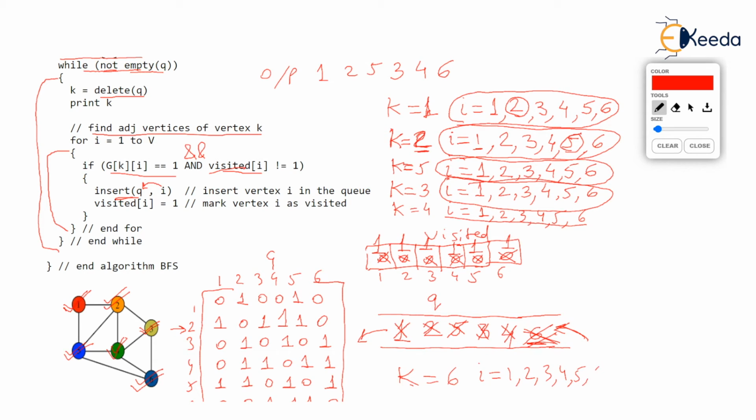For none of these values of i will the if ever become true, because either the vertices are not adjacent to the 6th vertex or they are already visited. So the for loop here ends again. And we try to go back to while and repeat it, but while won't repeat at all now, because the queue has become empty.